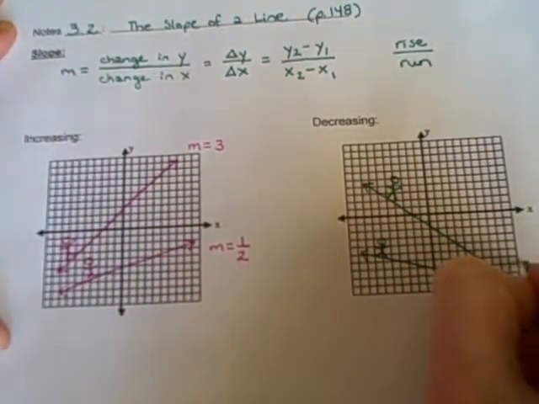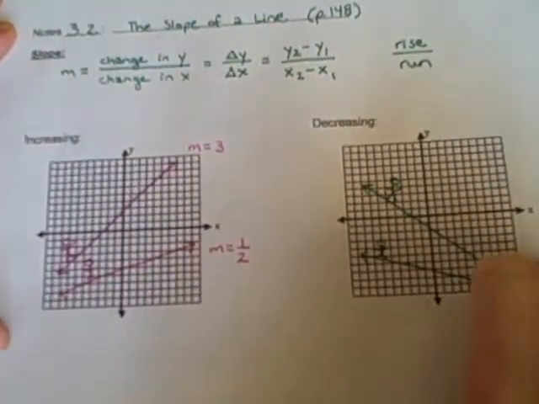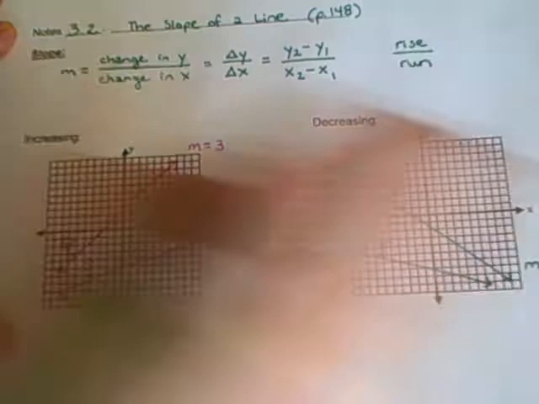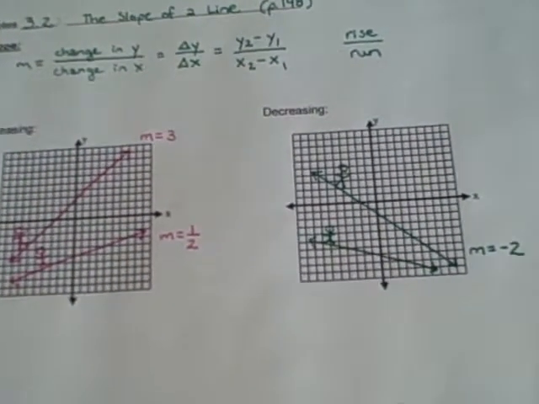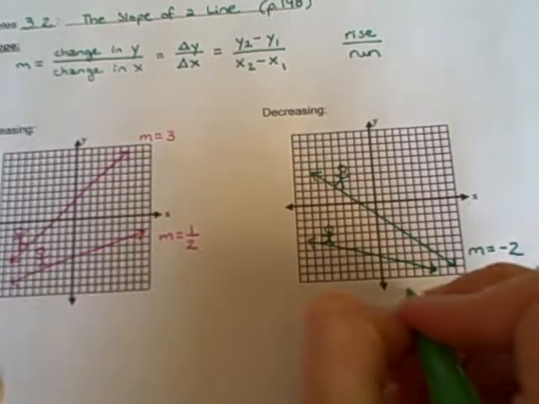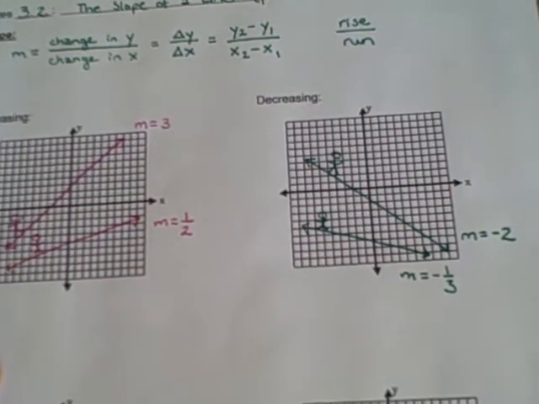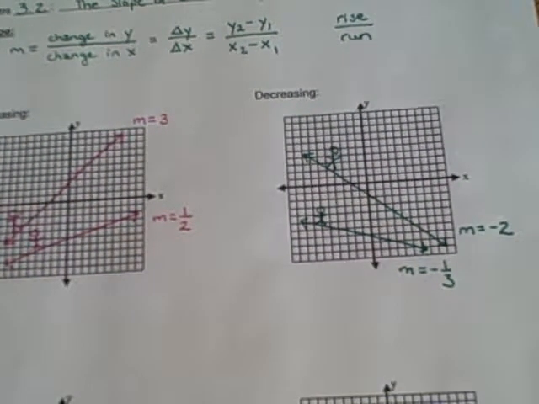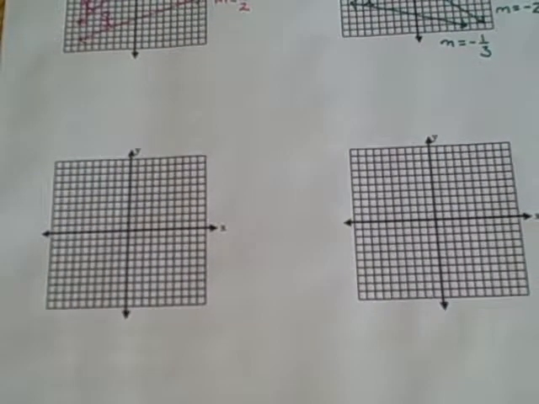But the first line I drew is going to have a larger slope, like -2 or -3. The negative accounts for the fact that the line is going downwards. And the second line I drew, the flatter line, will have something like -1/3, or a smaller slope. All right, I also want to talk about the slope of a horizontal and a vertical line.